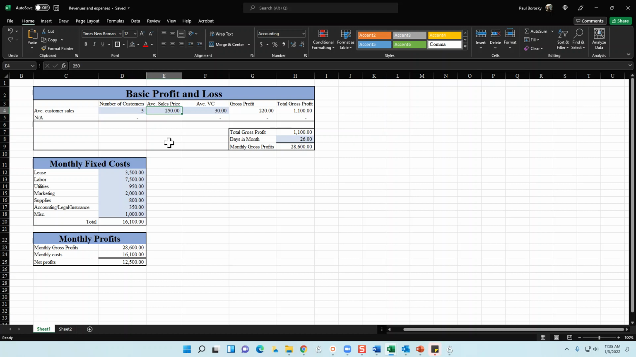Next is going to be the average price. How much are you going to charge your customer on average per day? Again, for this example, it's going to be $250.